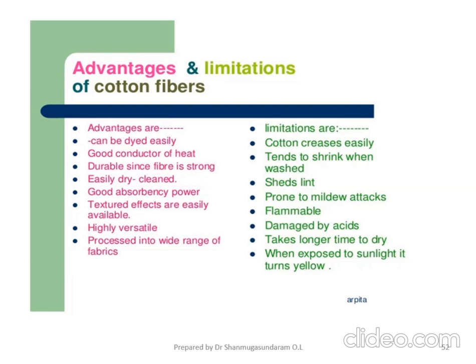Then it tends to shrink easily. Then it is prone to mildew attacks, and it is readily flammable. The cotton fiber will catch fire very readily. The fiber is damaged by acids; I told you the strong acids are solvents for the cotton fiber. Okay. Then it takes a longer time to dry because it absorbs a large amount of moisture when you are washing. So it takes a long time for the drying process. When exposed to sunlight, it turns yellow in color. Okay.